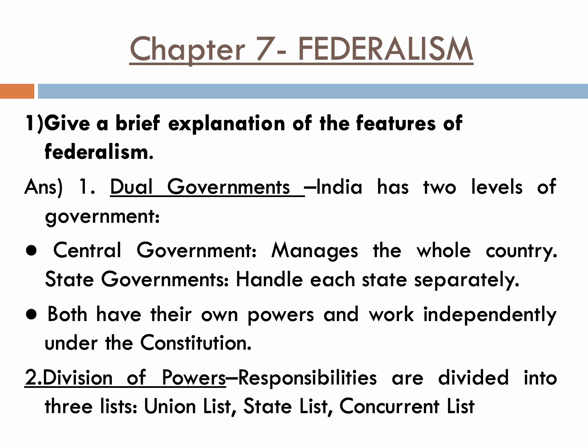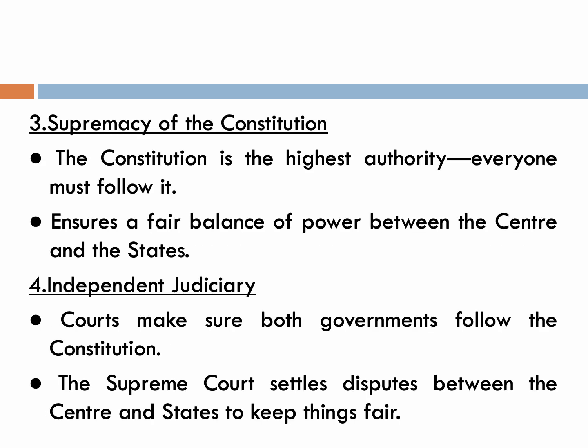Second, the division of powers. The responsibilities are divided into three lists: the union list, state list, and concurrent list. Third, supremacy of the constitution. The constitution is the highest authority. Everyone must follow it. It ensures a fair balance of power between the center and the states. Fourth, independent judiciary. The courts make sure that both governments follow the constitution, both the central and state government. The Supreme Court settles the disputes between the center and state to keep things fair.